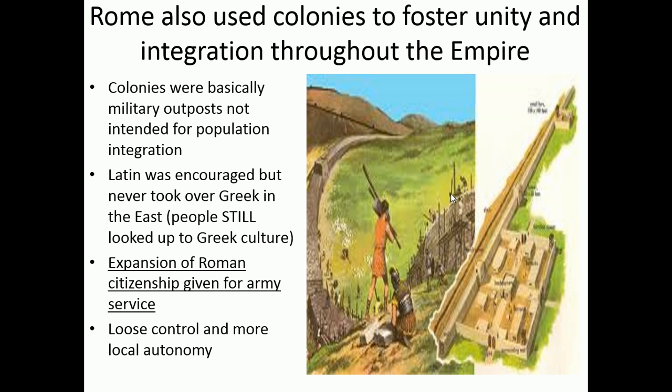For example, in the eastern portion of the Roman Empire, so for example, North Africa and Egypt, the area around the eastern portion of the Mediterranean Sea, modern Turkey. In those areas, Latin, the language of Imperial Rome, never really took over as the primary language. In the East, people still spoke and wrote in Greek and still looked up to Greek culture, which Rome did as well. Rome was definitely a Hellenized society.